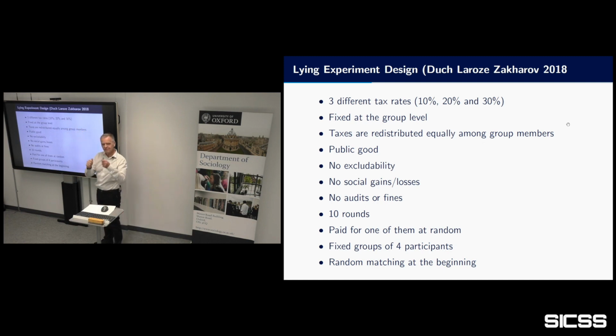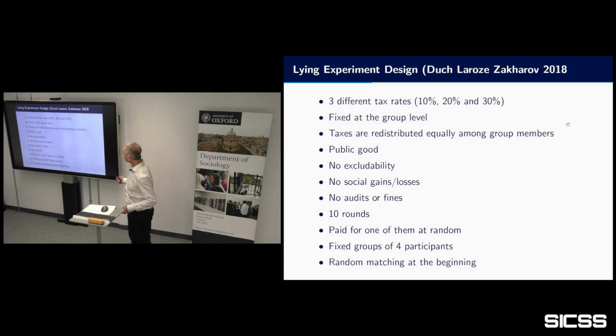People play this experiment in groups of four. Once the taxes are levied, they're redistributed equally amongst the group members. So there's a public good, there's no excludability, there's no social gains or losses. In most of these, there are no audits or fines. And people play this 10 times. They're paid for one of the rounds at random. They play it in groups of four, and there's random matching at the beginning of these experiments.